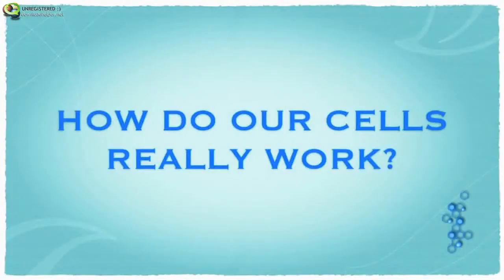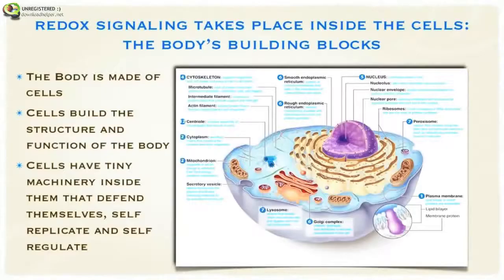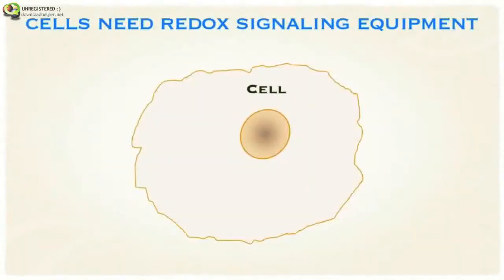So, how do our cells work, and how does this new science apply to understanding cells better? Here's a cross-section of a human cell, and as you can see, it's an intricate combination of machines and machinery that serves to help hold together and operate this basic building block of our body. Cells have these machines that help the cell defend itself and replace itself and regulate itself. But there are three main areas of cell physiology where redox chemistry comes into play.